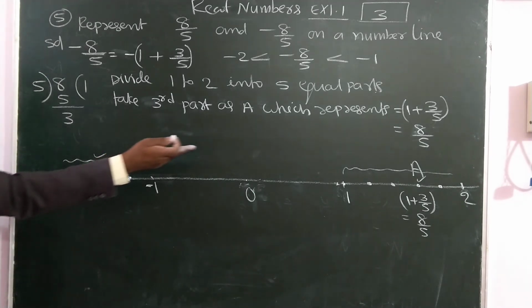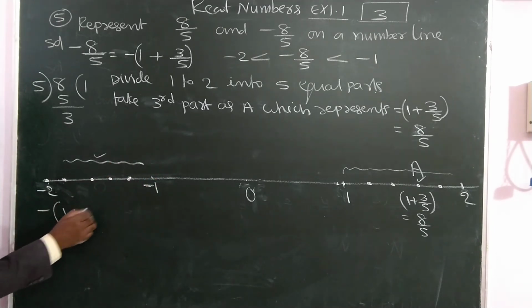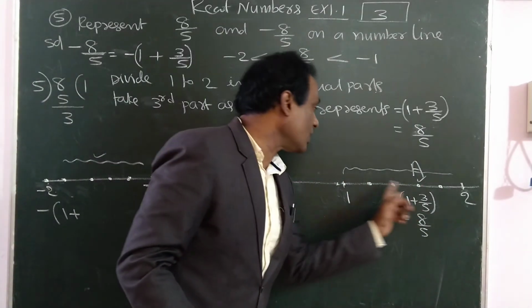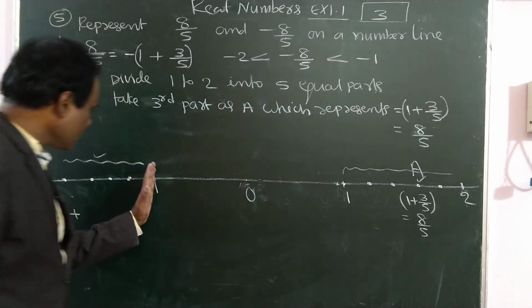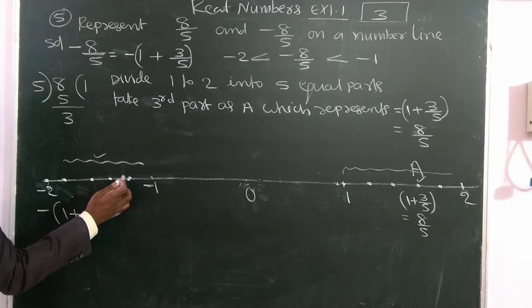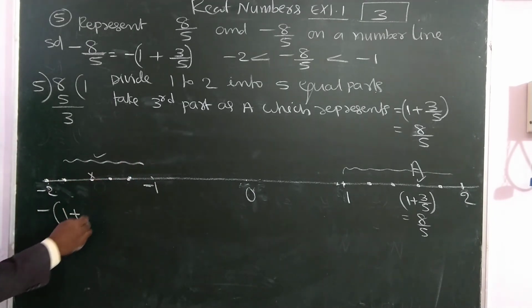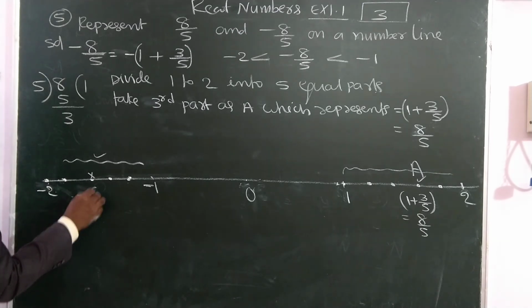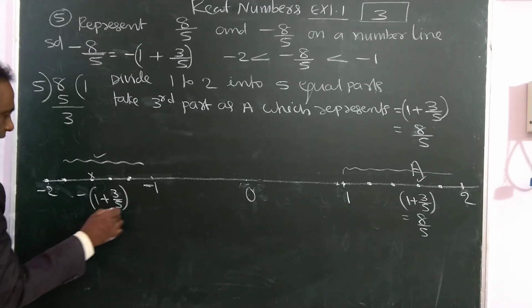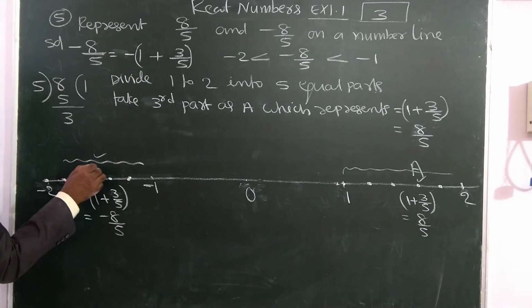So this is the same, you write. This is minus of 1 plus. Which part should we take? The third part. So starting from 1, third part. 1, 2, 3. So here also this side we should count from minus 1, the third part from minus 1, not from this side. 1, 2, 3 here. So this is the required number, minus of 1 plus 3 by 5, which is minus 8 by 5. Minus 8 by 5 also represented. Let us take it as B.